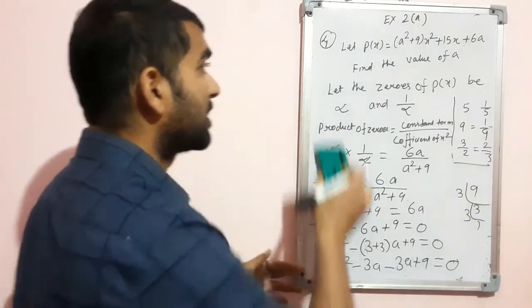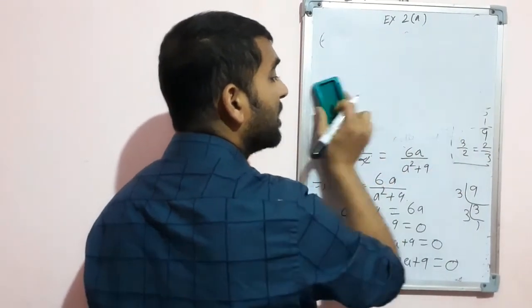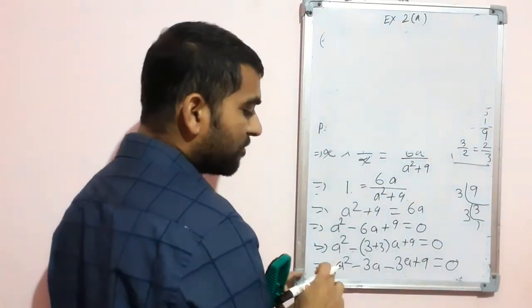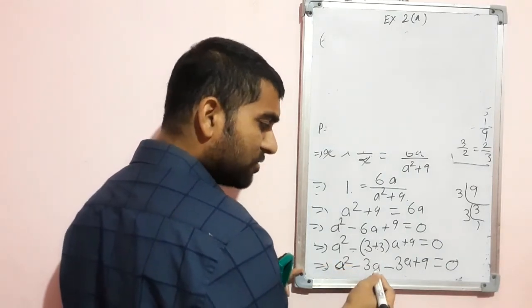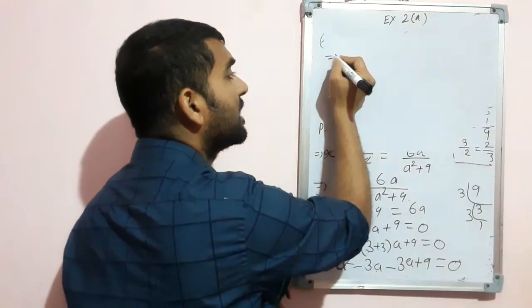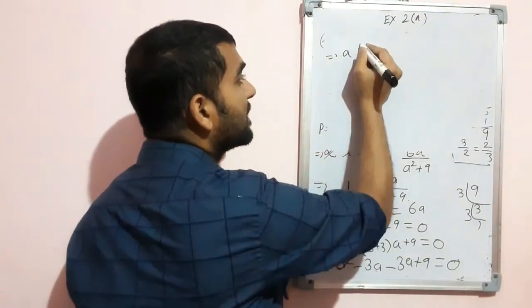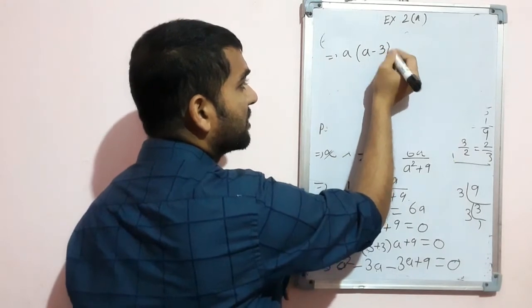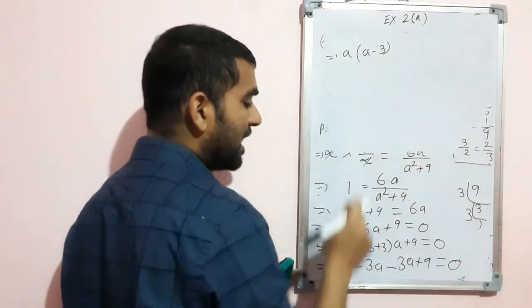So next step, we have to find the value of a. Take common from the first two terms. Here a square means a into a, and here also a. So a will be common. What will we get? If we take a common from these two, we get a minus 3. Yes, multiply and check whether you are getting the same thing or not. A into a square.